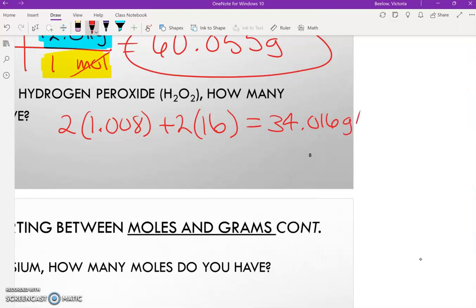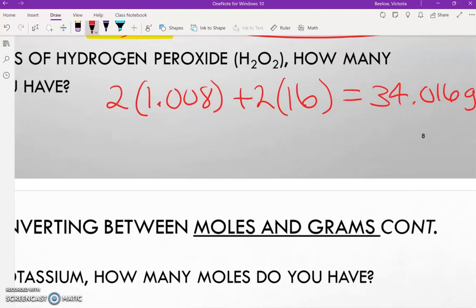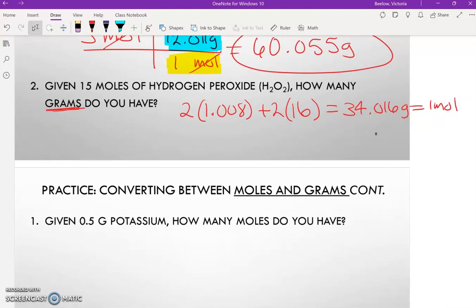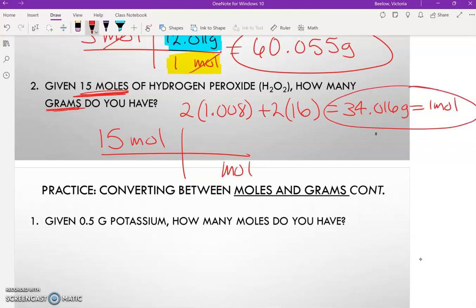And again, this is grams per mole, or we can write it as this many grams is equal to 1 mole, and that's something that we can plug into our picket fence. Whatever number I gave you in the problem, that's what you're trying to convert. So we're going to start our picket fence with 15 moles. If mole is here, I have to have mole in the bottom, so the units will cancel. According to my equality, that is 1 mole.